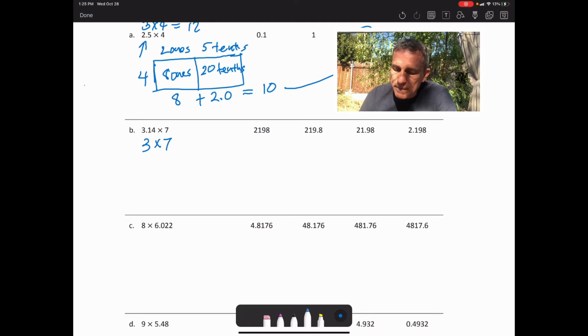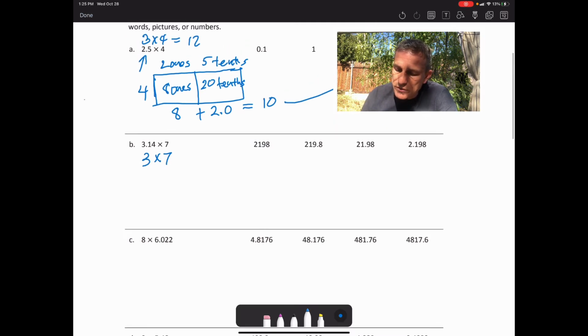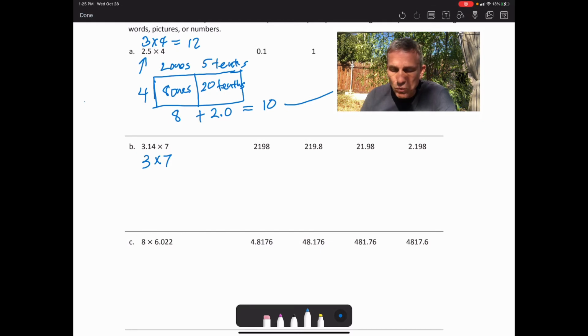Now I look at these 4 possible answers, and which one is the closest to 21? Well, the first one is 2,198, that's close to 2,000, which is way more than 21. The next one, 219 and 8/10, is close to 220, so that's way over 21.